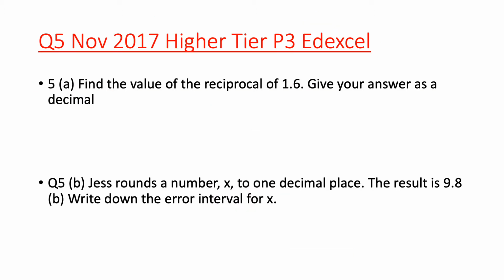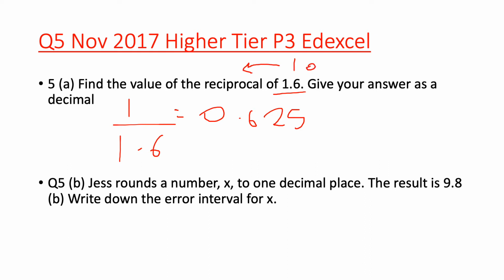Right guys, first question. It says, the value of the reciprocal of 1.6, give your answer as a decimal. Well, reciprocal just means 1 over, so it's 1 over 1.6, which on my calculator gives me 0.625. So the answer is 0.625. Reciprocal just means 1 over that number.